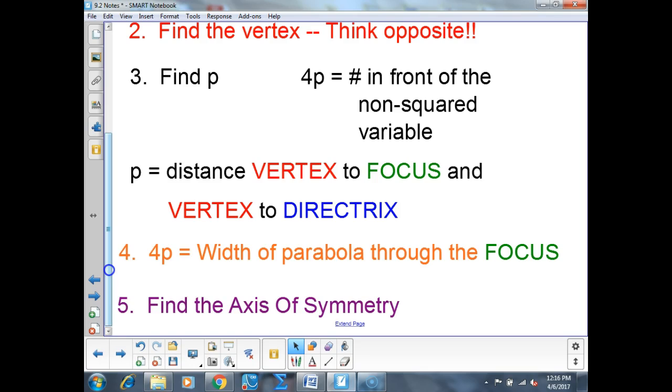Now, again, do you have to do those in that particular order? No. Do you have to do some before you can do others? Yeah. But you know what I mean? Because after you find the vertex, you have the axis of symmetry. You need to find the focus before you can find the width through the focus.